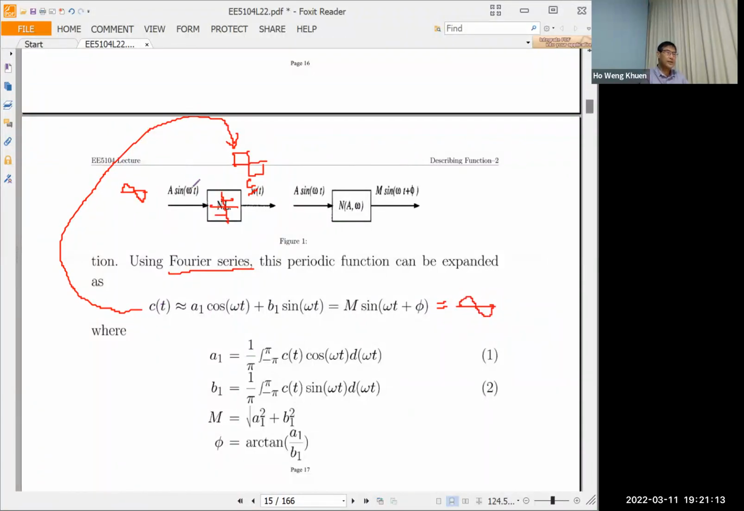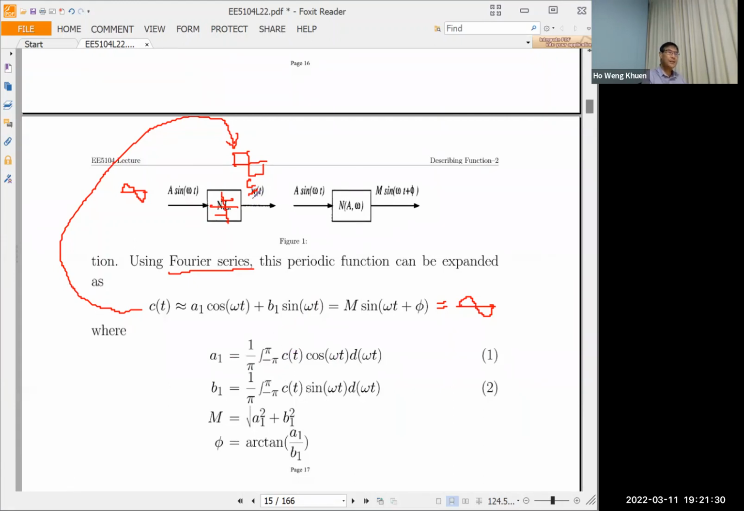All right, this is a square wave. This is a sine wave. So there's an approximation sign here. And how do you get A1 and B1? You do this integration. This is the Fourier series formula. I cannot teach it anymore.